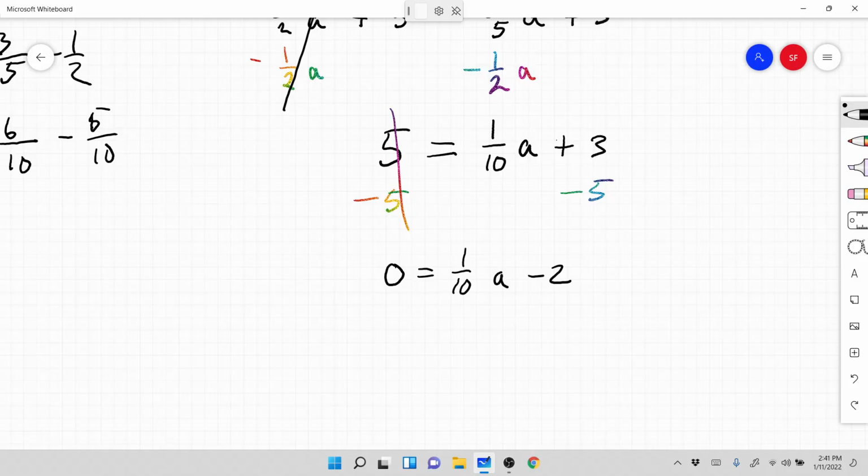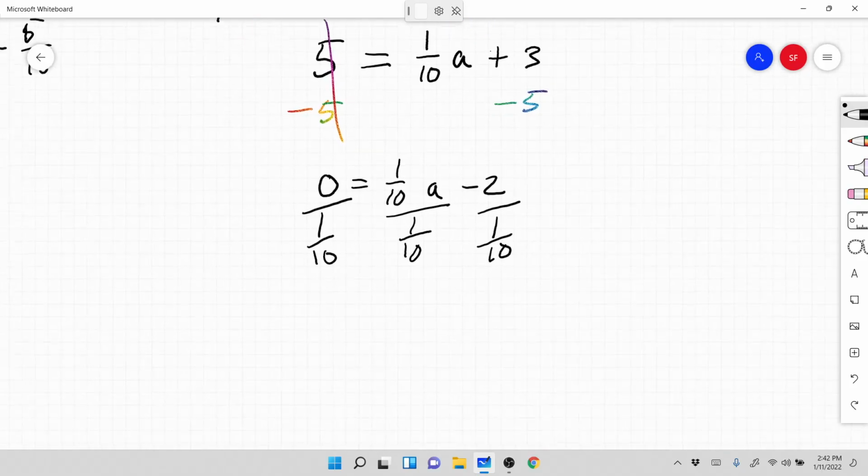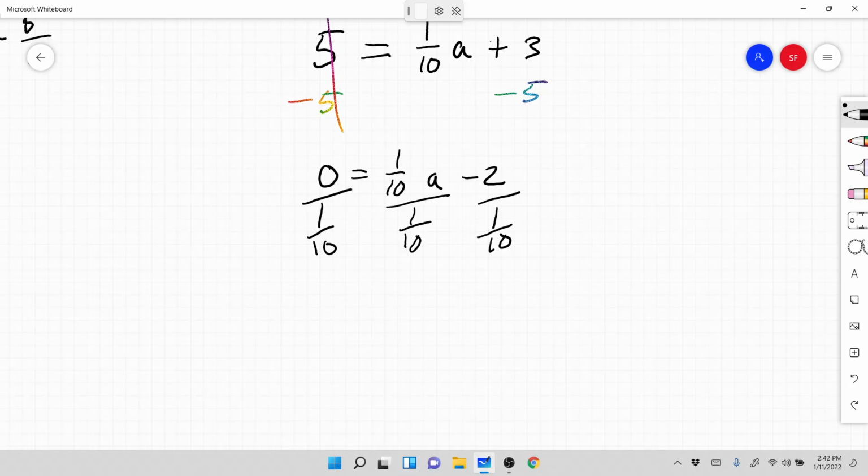Sure. But remember, we've got to do everything, right? We're solving this a really weird way, but we're going to get there eventually. Y'all are leading us down a weird path, but it's fine. What's 0 divided by 1/10? 0. Sounds great. What's negative 2 divided by 1/10?